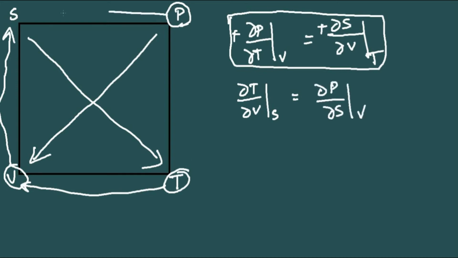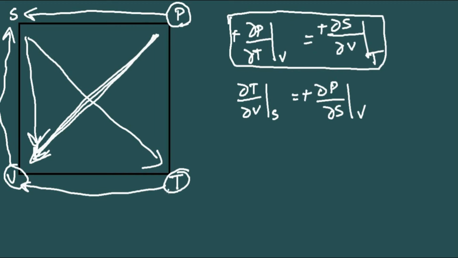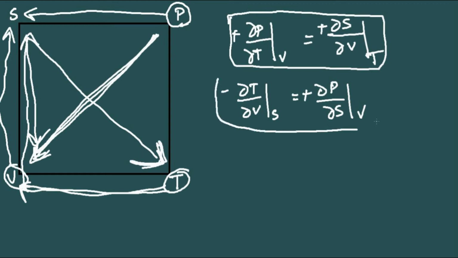So I have traversed from P to S followed by V. So this is in accordance to this arrow. Del P del S at constant V is at this arrow, hence it will be positive, and del T del V at constant S is in this direction, which is opposite to this arrow, hence it will be negative. So this is the second Maxwell's relation.